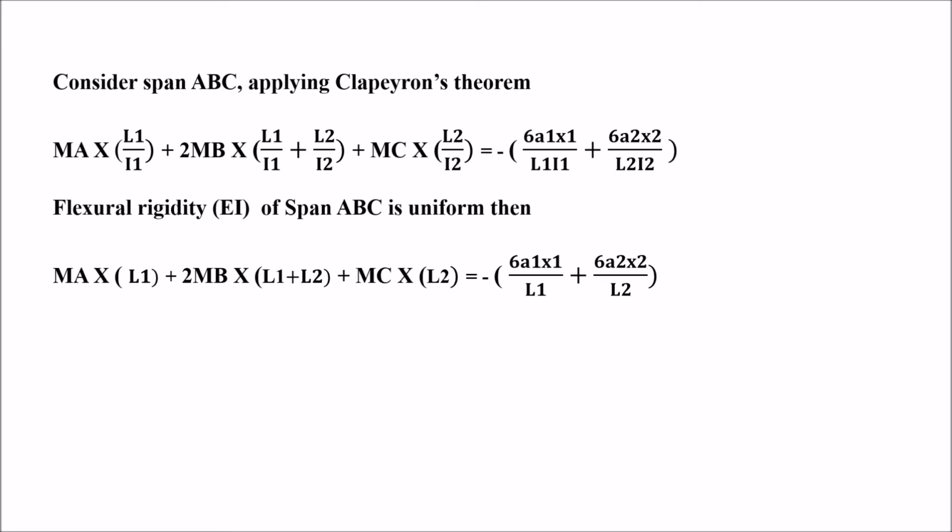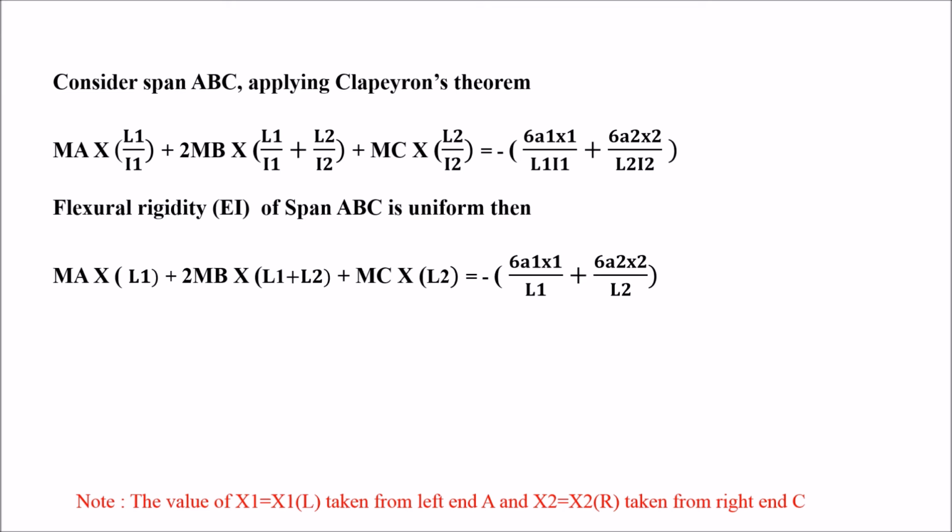So putting all the values A1, x1 bar, L1 plus A2, x2 bar and L2 in the equation. Here is one note: the value of x1 is equal to x1L, means left-hand side, taken from the left end A, and x2 is equal to x2R, taken from the right end C.